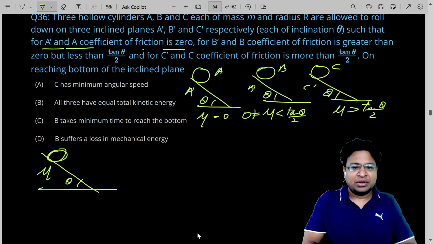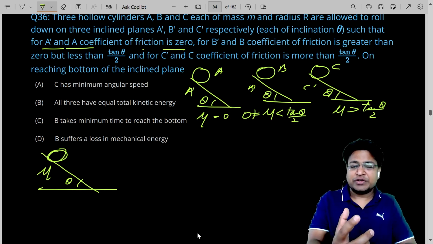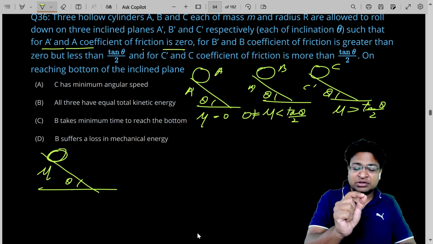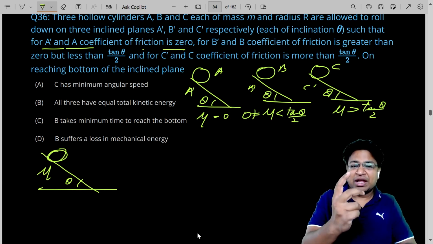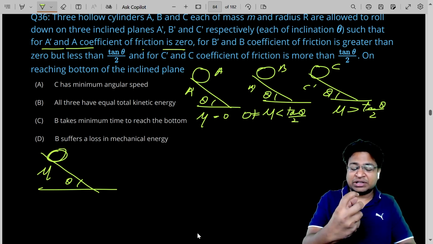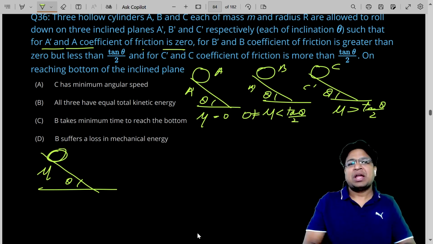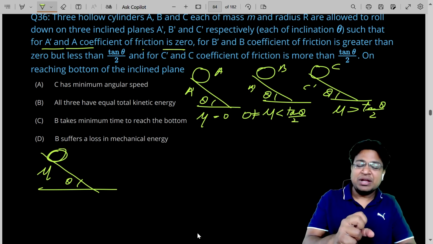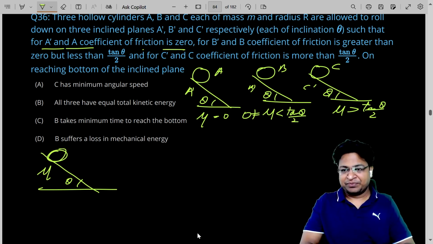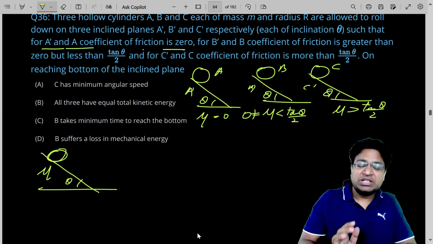I'll repeat. There is a certain minimum value of coefficient of friction that is needed for this object to undertake pure rolling. If the friction coefficient is more than that limiting value, that critical value, then pure rolling will take place. If it is less than that value, then pure rolling will not take place. Rolling with slipping will take place. And if the friction coefficient is absolutely zero, then rolling will not take place, only sliding will take place. In all three cases, I'm assuming that we have released the object.